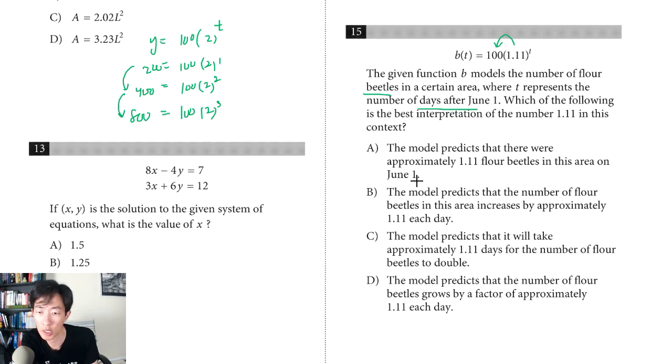Choice A, the model predicts that there were approximately 1.1 flower beetles in this area on June 1st. So this is mixing up the 1.11 with the 100. The reason you know that is because the exponent is over the 1.11.